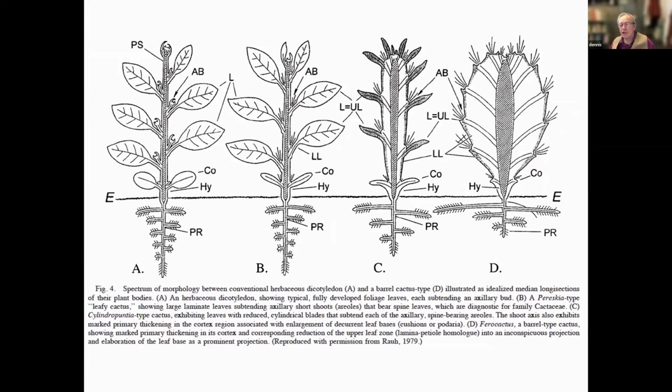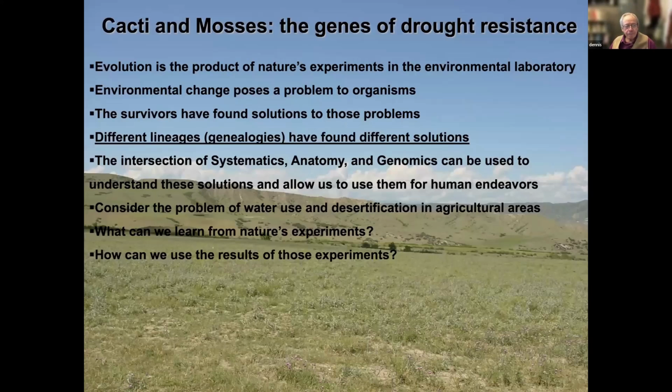So we've just accentuated one and decreased another. But all the cell types are going to be in these kinds of plants just like they are in these kinds of plants. So they're going to be ubiquitous.